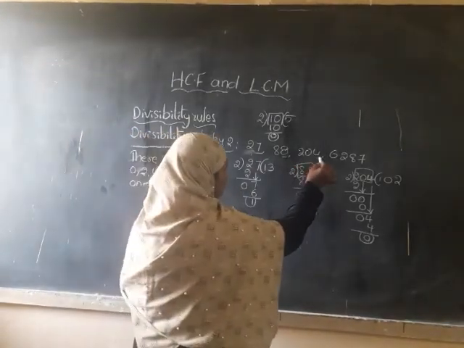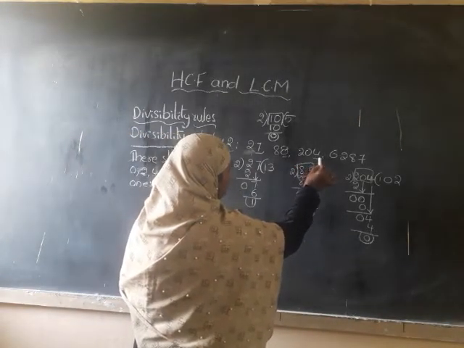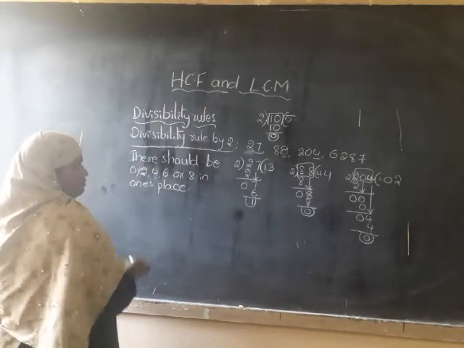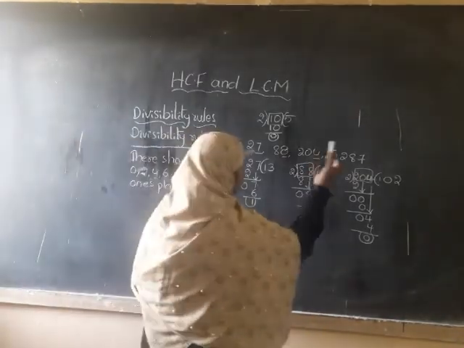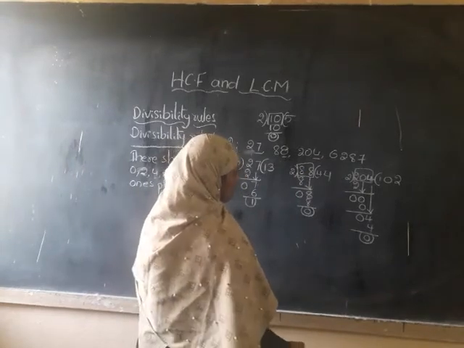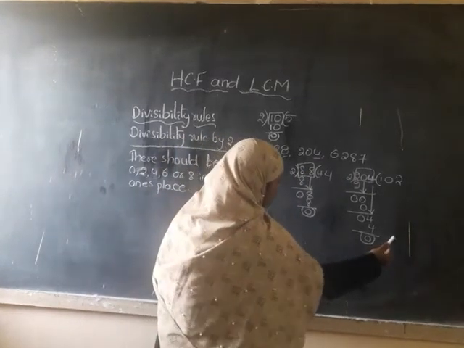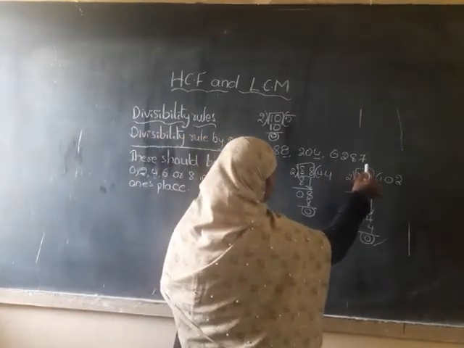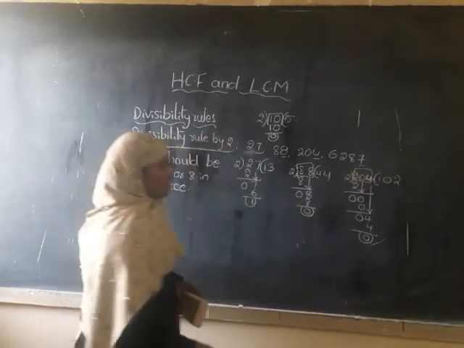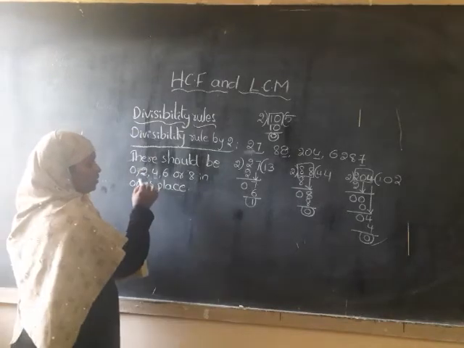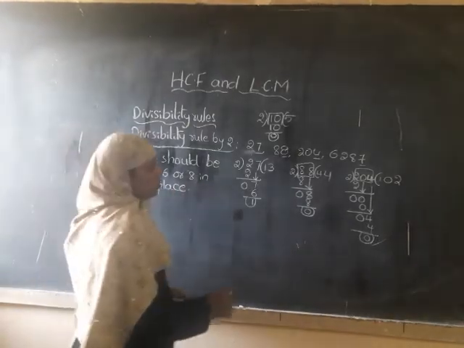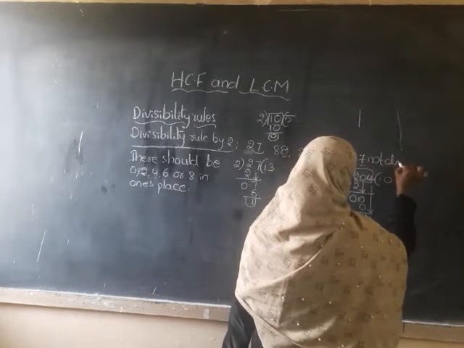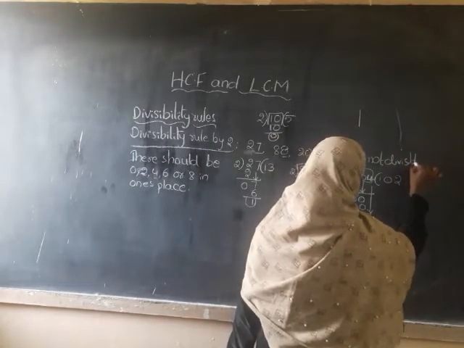Now move to the next one. In ones place there is 4. According to the rule, there is 4 in ones place, so it is completely divisible. We can also solve this by actual division. We get the remainder 0. Now in this one, the ones place digit is 7. According to the rule, there is no 7 in ones place. So it is not divisible by 2.